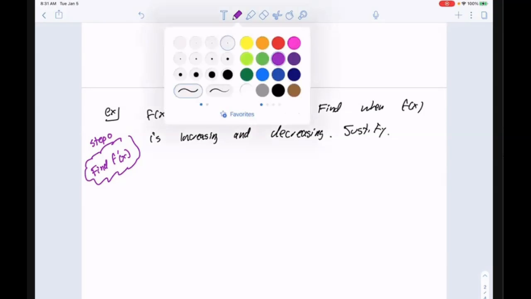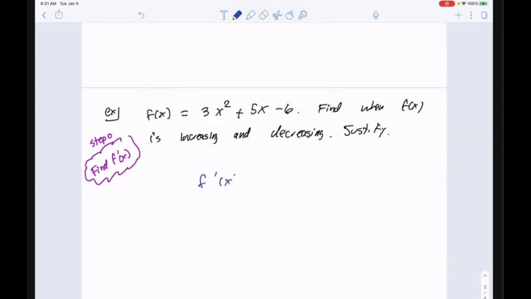All right, so f prime of x equals 6x plus 5.